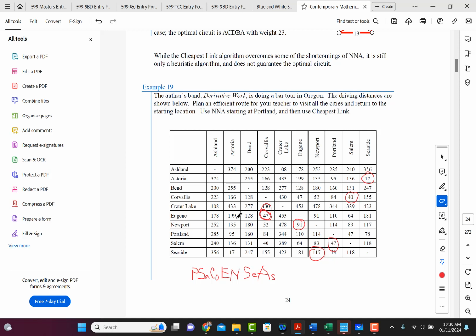And then the next one is going to be, well, it's either going to be Crater Lake or Bend, right? So obviously Bend is the cheaper route. So we're going to go to Bend.